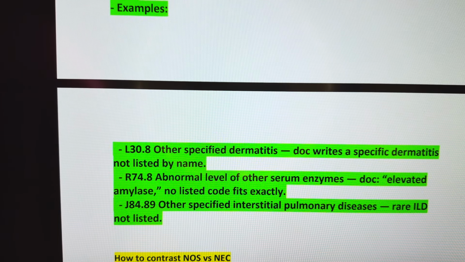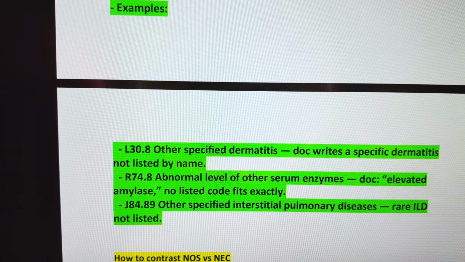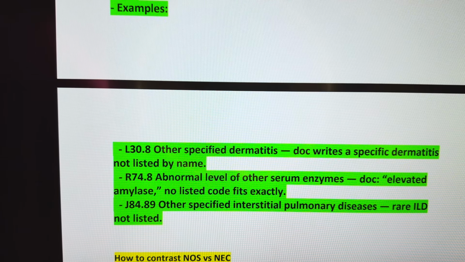NEC, not elsewhere classified, simply means other specified. With NEC, the doctor gave a specific description, but the book doesn't have that exact one, all right? So there'll be diagnoses that the manual, the coding book, just doesn't provide a code for. However, if the doctor specified the diagnosis, then it is specified. It's not unspecified. And this is where we have NEC, all right?